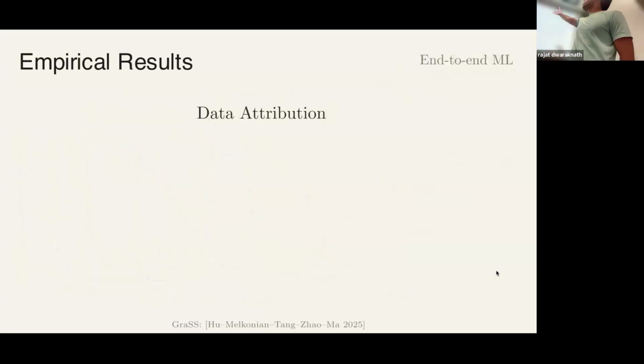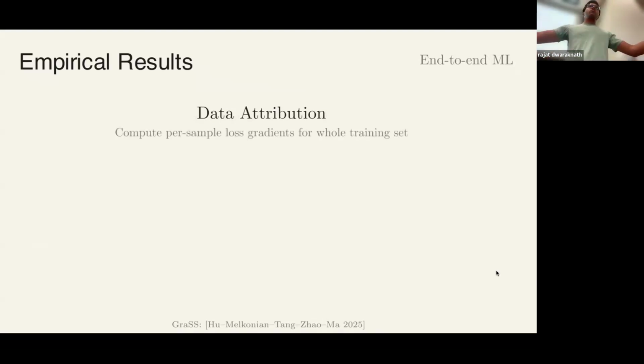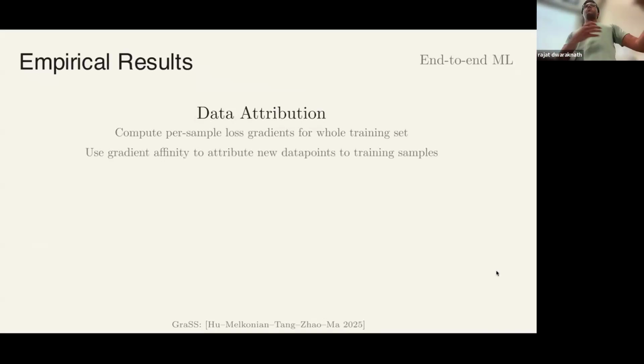And very briefly, I want to talk about an end-to-end machine learning task called data attribution. This is from the same work that introduced the custom kernel for the SJLT. What data attribution is at a high level is, you have some machine learning model that's been trained on data. You compute gradients for your whole training set. And then you get a new point and you want to attribute what part of your data set influences your prediction on that.